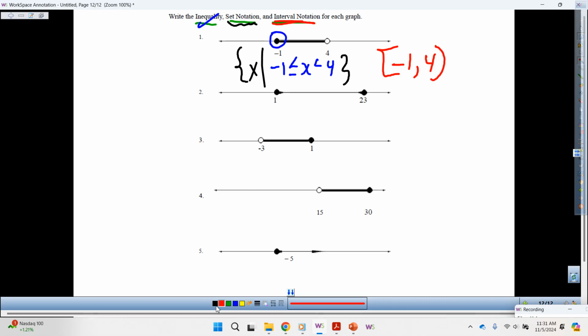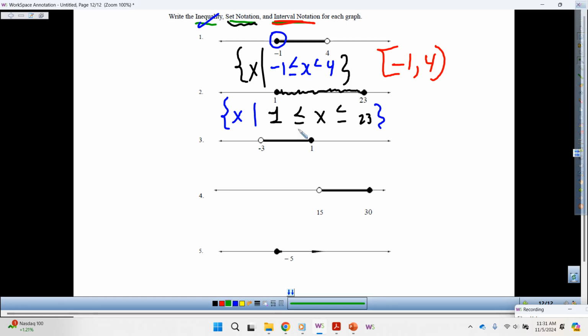Let's go to number 2. Notice for number 2, the arrow is going to the right, this one's going to the left, so I'm just going to highlight it. So we got +1 and 23 Michael Jordan. X in between, less than or less than. Both of them are close points, so equal and equal. That is my what? Inequality. Set notation, solution set of x, bar, close notation.